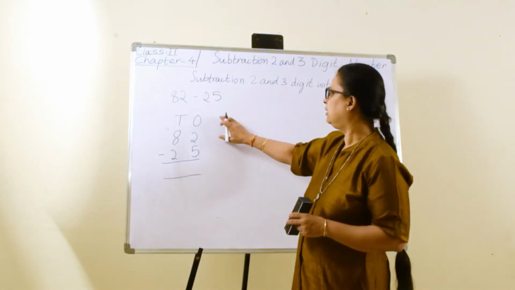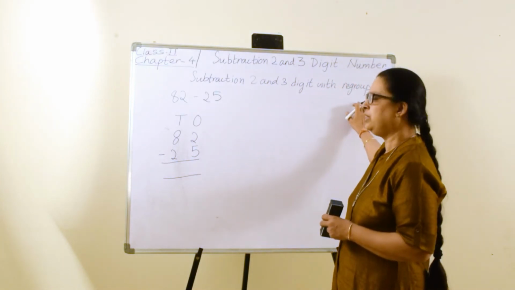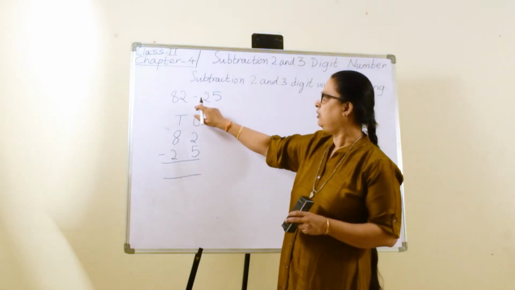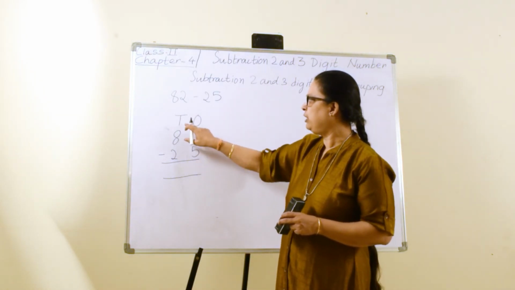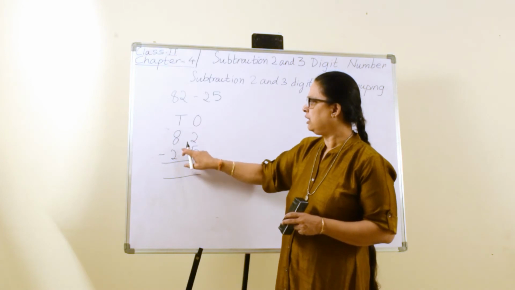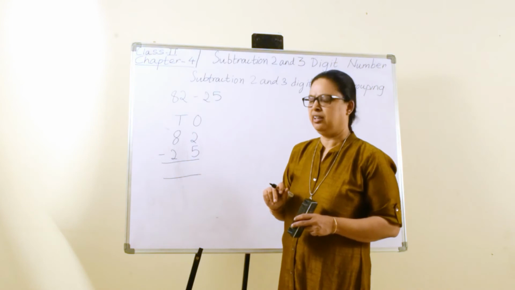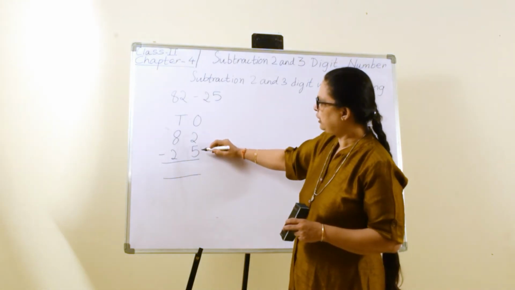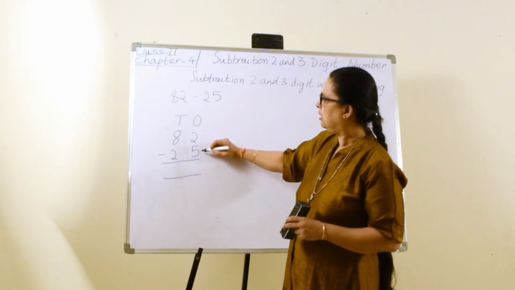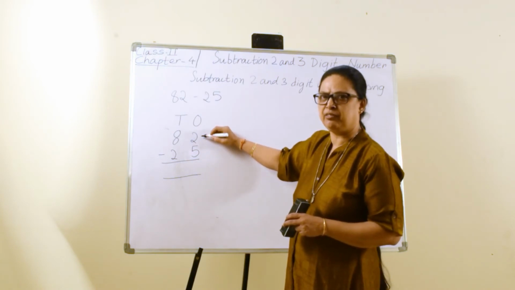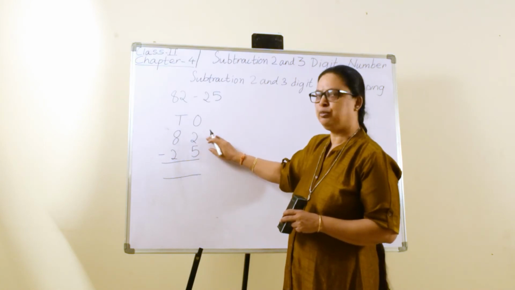Now children, let us look at this concept, subtraction of 2 and 3-digit numbers with regrouping. Now look at the sum that I have taken, 82 minus 25. Now when we put them under the proper column, on the tens place we have 8 and 2, and in the ones place we have 2 and 5. Just look at this number, we are going to do subtraction, and the number which is down here is larger than the number from which we have to subtract. So what am I going to do? Can I remove 5 from 2?